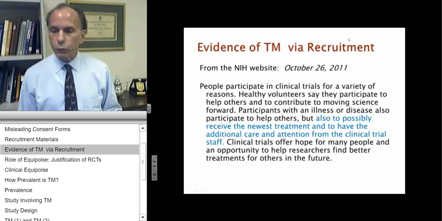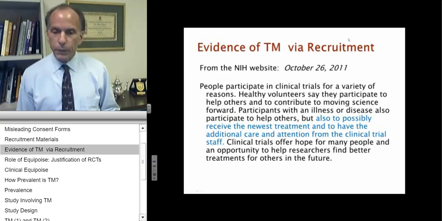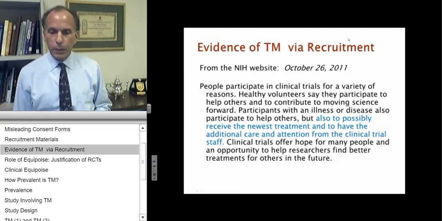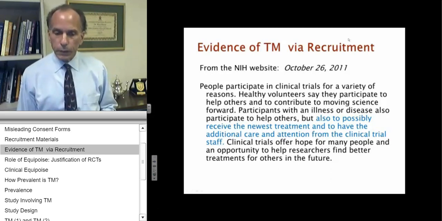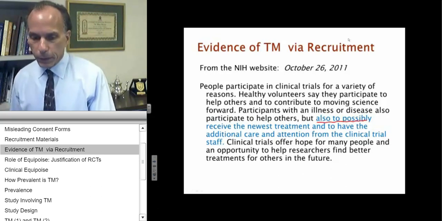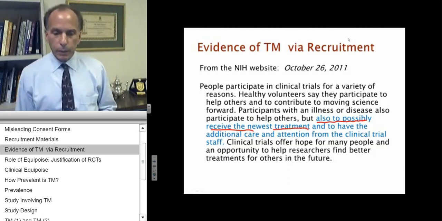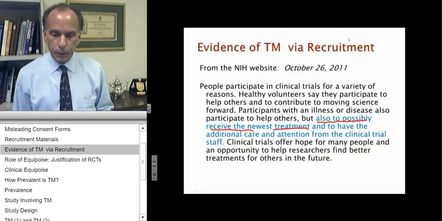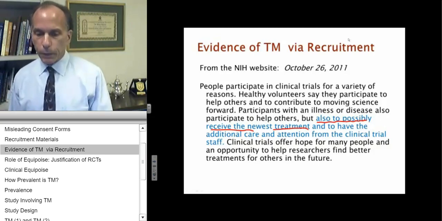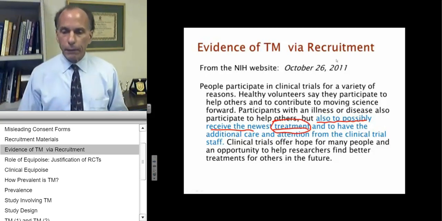People participate in clinical trials for a variety of reasons. Healthy volunteers say they participate to help others and to contribute to moving science forward. Participants with an illness or disease also participate to help others, but also to possibly receive the newest treatment and to have additional care and attention from the clinical trial staff. Clinical trials offer hope for many people and an opportunity to help researchers find better treatments for others in the future. Focus on the use of the word treatment in this paragraph from the website.